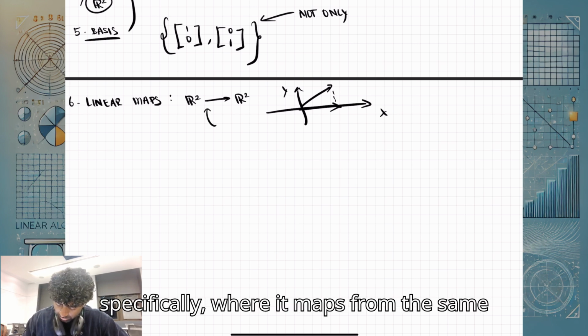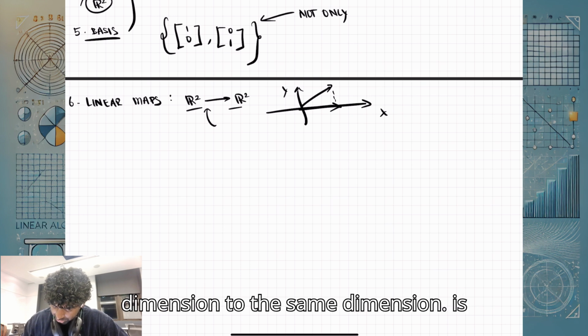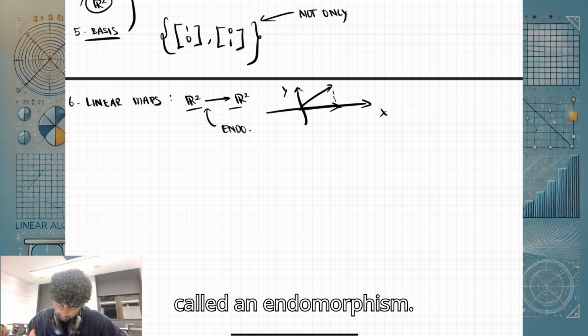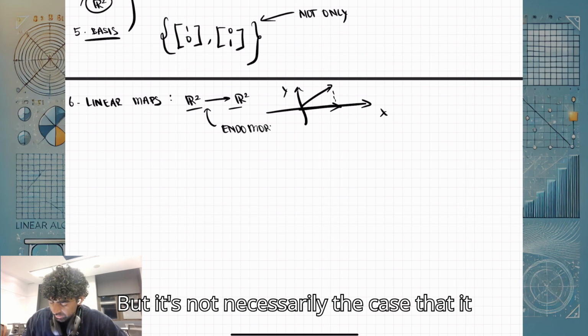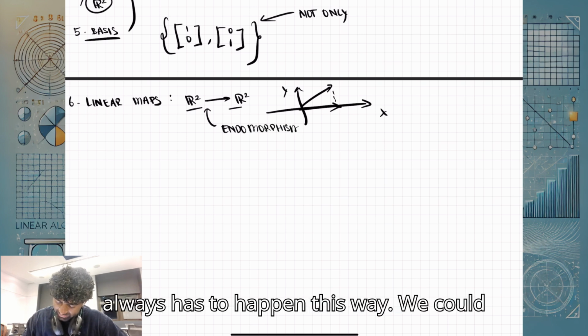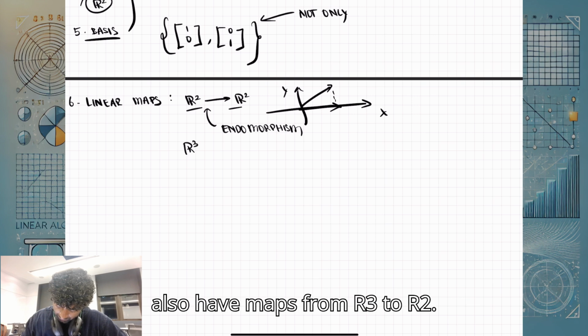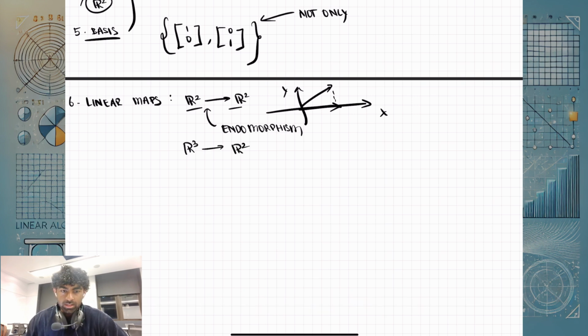These specifically, where it maps from the same dimension to the same dimension, is called an endomorphism. But it's not necessarily the case that it always has to happen this way. We could also have maps from R3 to R2, right?